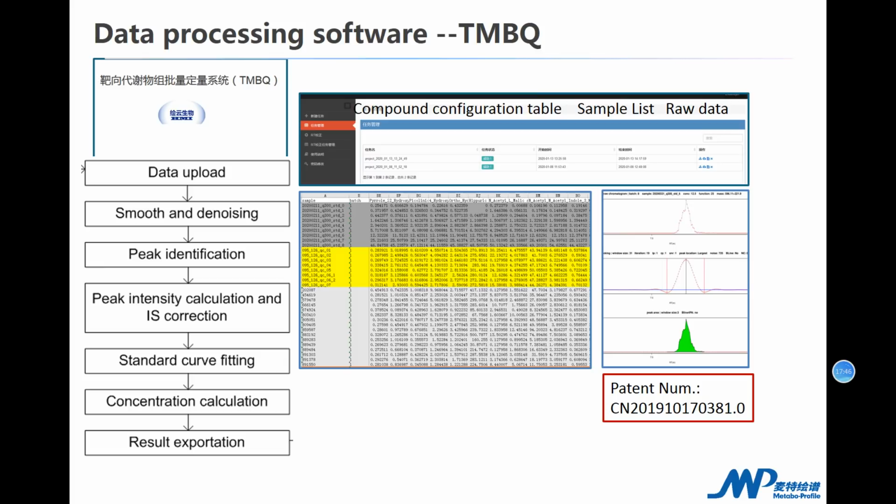Results of TargetLynx and TMBQ were systematically compared. The Pearson correlation coefficients of the same metabolites quantified by TMBQ and TargetLynx are all higher than 0.96. It means the result of TMBQ is comparable to that of TargetLynx, and TMBQ is much faster and more effective. And also, the patent of this software is approved in China. This is the patent number.